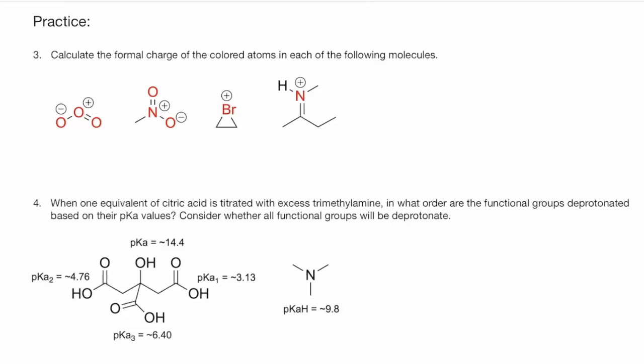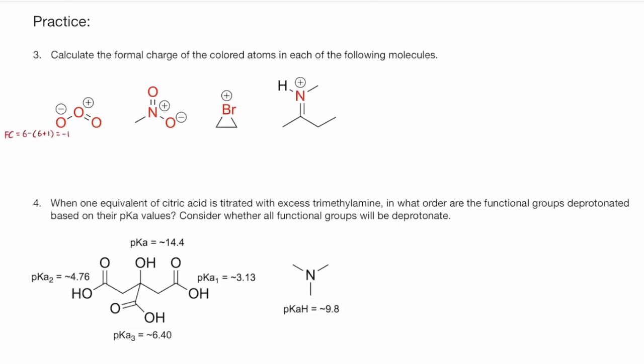Calculate the formal charge of the colored atoms in each of the following molecules. Feel free to pause the video and try these problems on your own first. For the first molecule, ozone, let's start by calculating the formal charge of the oxygen on the left. Oxygen has 6 valence electrons. This oxygen atom has 6 non-bonding valence electrons and 1 bond to another atom. Using our formula, we find that this oxygen has a formal charge of -1.